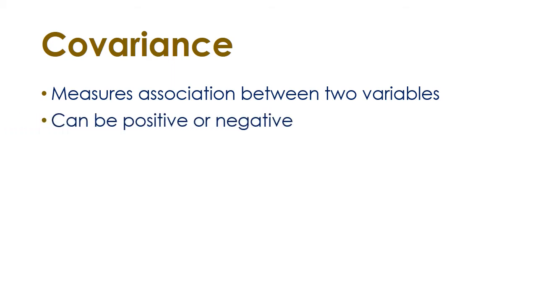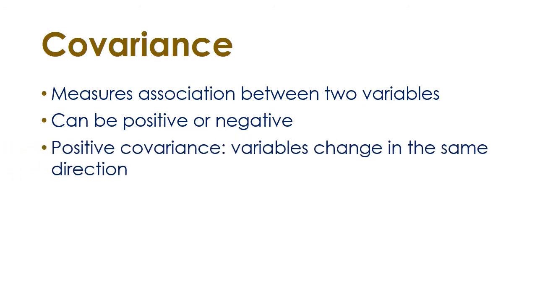Now, positive covariance means that the variables change in the same direction. That is, they vary in the same direction. When one is increasing, the other one is also increasing. When one is decreasing, the other one is decreasing.